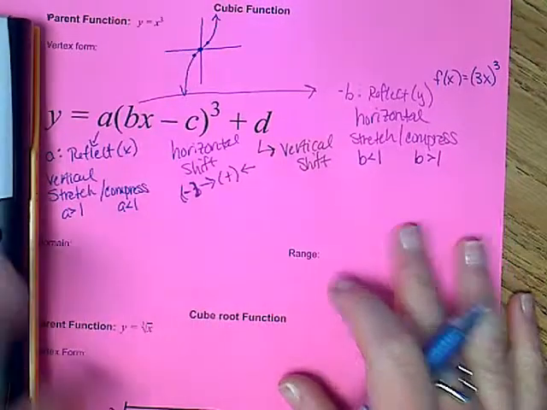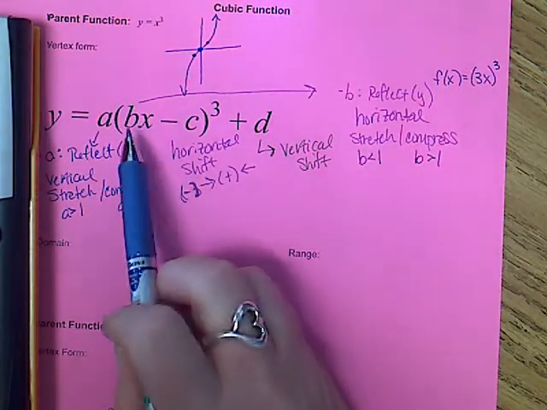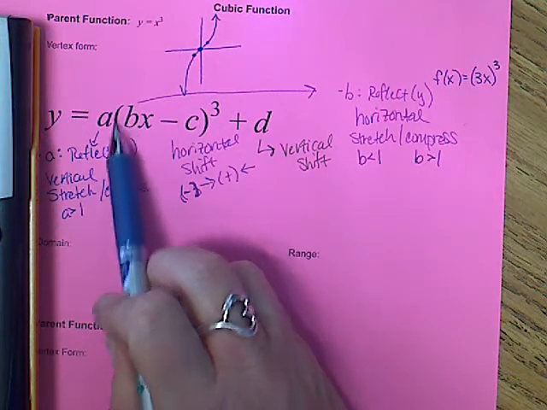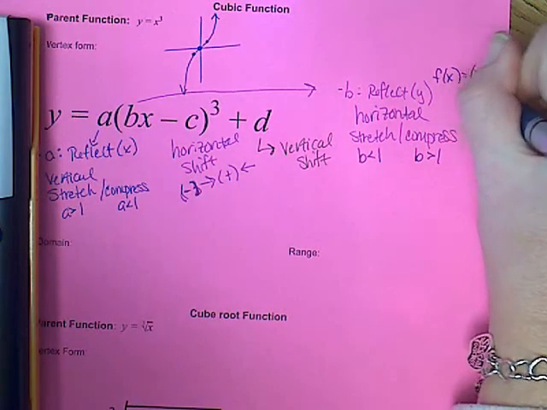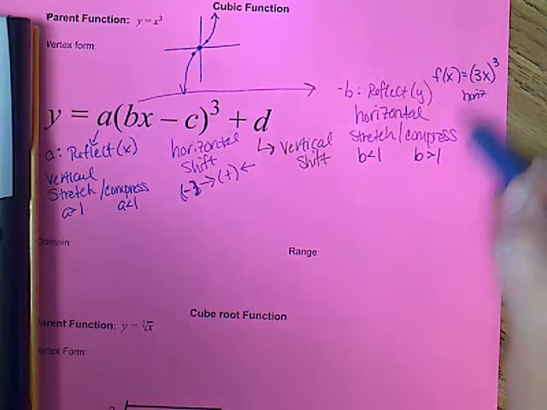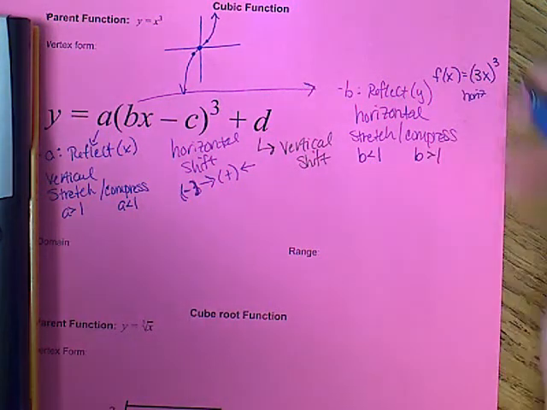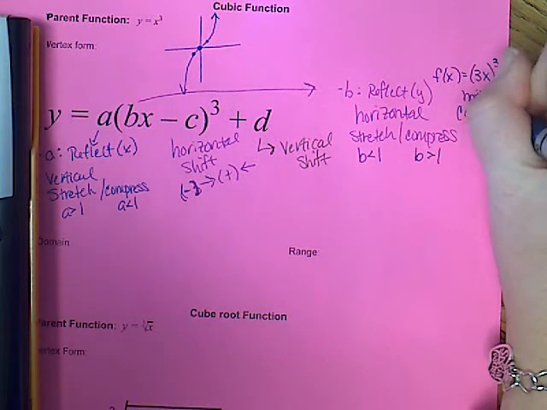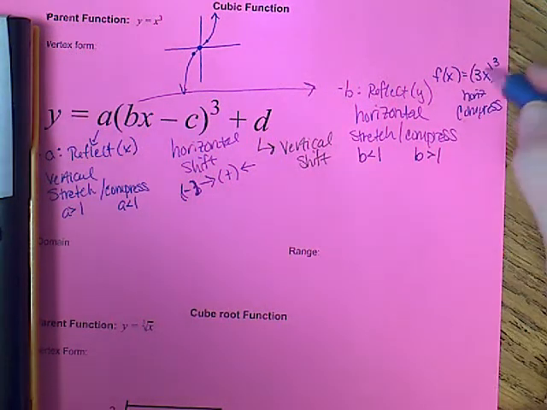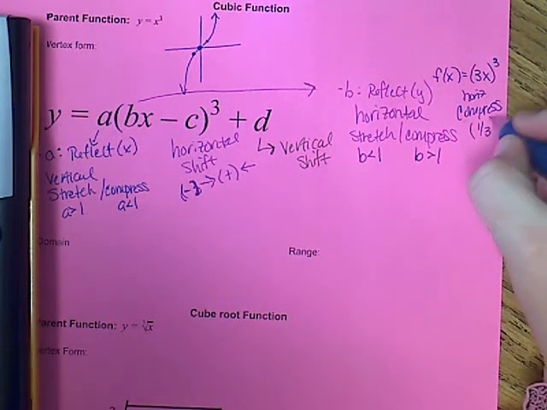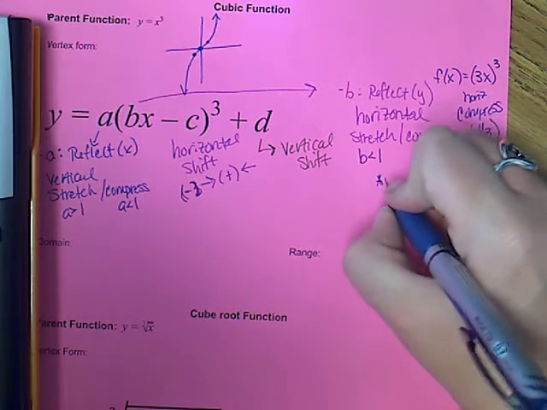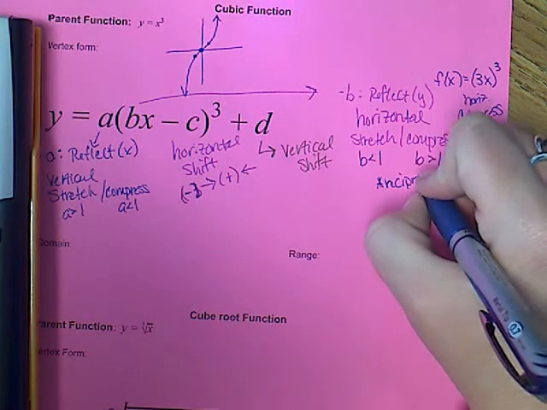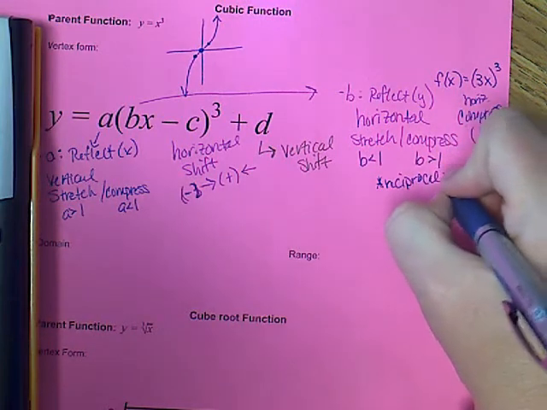sorry, you can't see it, this is definitely B. Notice B is right inside it, that parenthesis, in front of X. So this is going to cause me a horizontal change. You have to look here. 3 is greater than 1, so we're going to compress. What's important is by how much. You always have to do the reciprocal, so it's 1/3. So we are going to write right here that you want the reciprocal. This is important for this function.